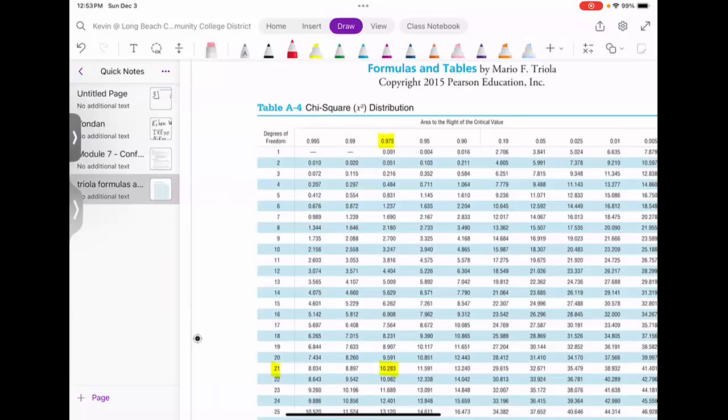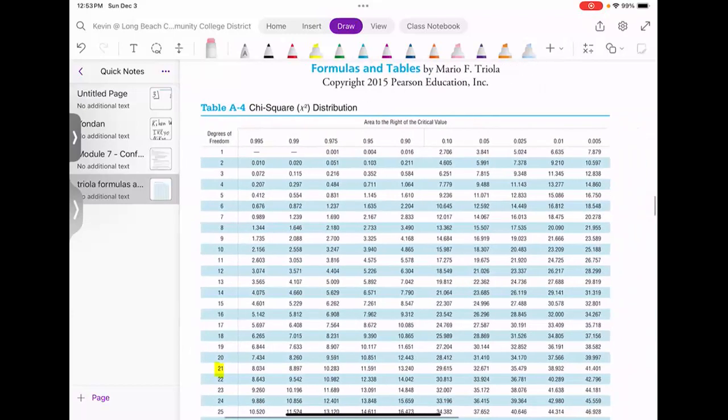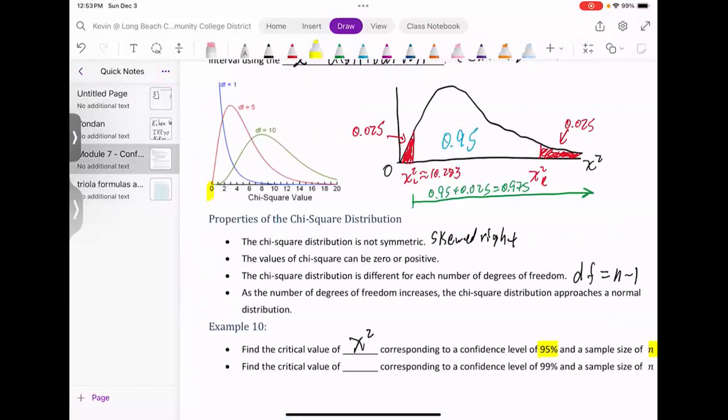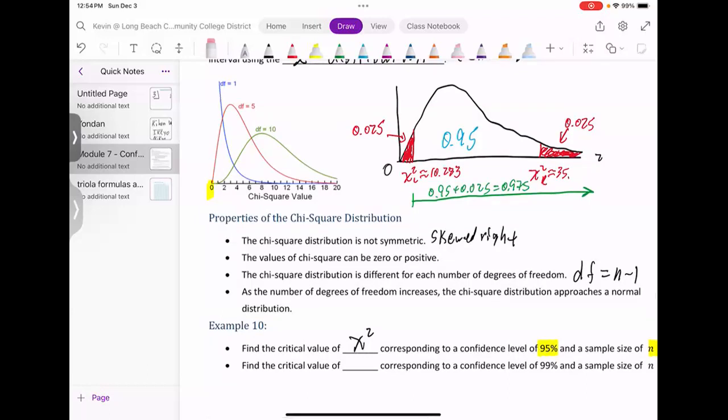So we'll go back to 0.025. So we're going to go over here. 0.025 is up here. And these two collide right here. Degrees of freedom is 21, so we're at 35.479. So this is 35.479. So you may need to practice this a little bit, which is totally understandable.